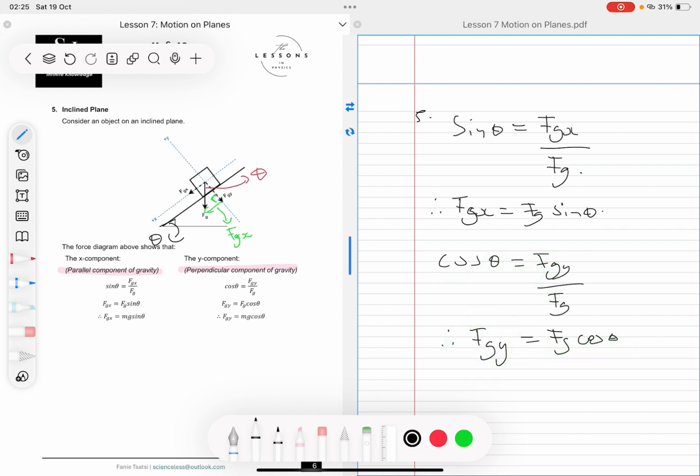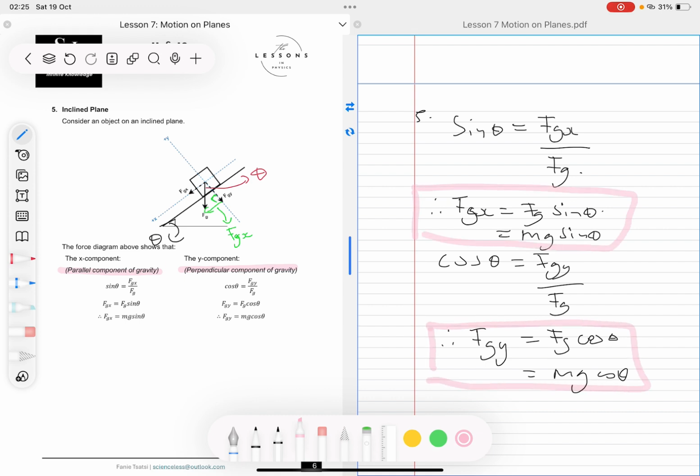You can go a further step on these equations really, because we know that Fg is the same as mg, so we can write that as mg sin theta. We can also write this as mg cos theta. Now these formulas here, they will always be like this. They will always be like this, regardless of whether the incline is like this or the incline is like that.